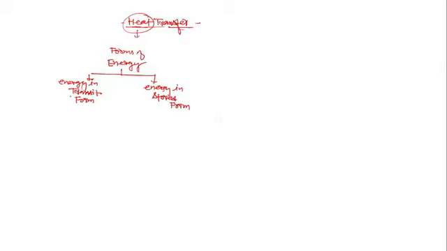Okay beta. Energy in transit form can be either heat or work. They are energy in transit. Energy in stored form can be further divided into two forms: one is macroscopic and the other is microscopic. So energy can be stored in two forms, microscopic and macroscopic.